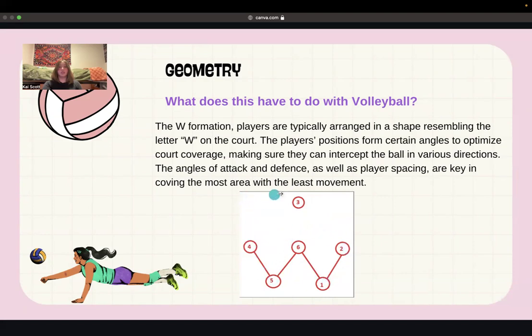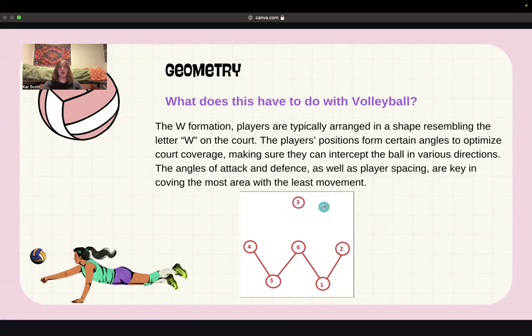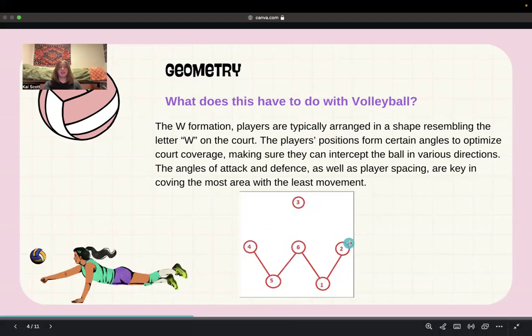We can use this line right here, pretend it's the net. There are six players. We have one here over by the net, which is not included in the W formation, which is the setter. And the rest of them are lined up for defense, in which these angles are to optimize the most coverage.